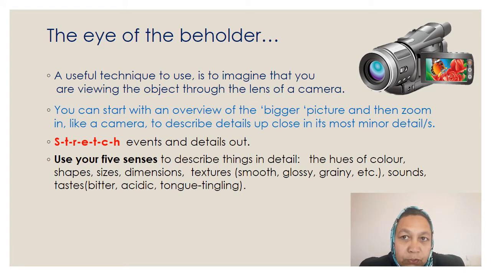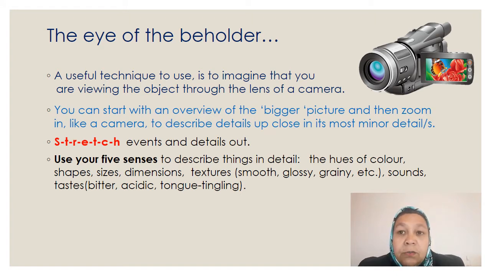A technique to also use when writing is to stretch events and details out. Often when somebody writes about an issue or a person, they give very little information. There is so much you can write if you focus on certain individual aspects of an object, instead of just viewing the object holistically without breaking down each particular detail that you can focus on.